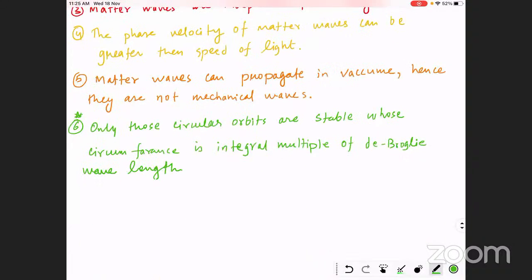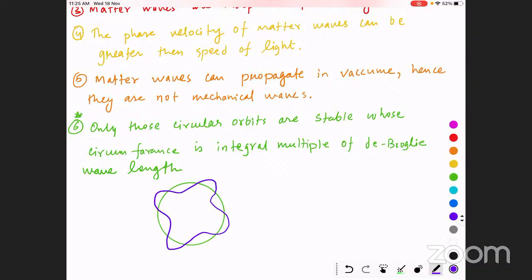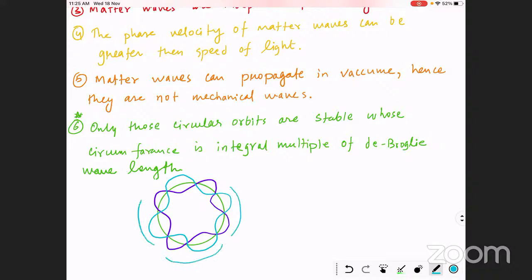Means suppose this is an orbit around the nucleus, and an electron is revolving in this orbit. So the electron will revolve in the form of a wave like this. The electron should make a standing wave around the nucleus. So right now, how many waves completed? 1, 2, 3, 4. So we can write 2 pi r is equal to 4 lambda.